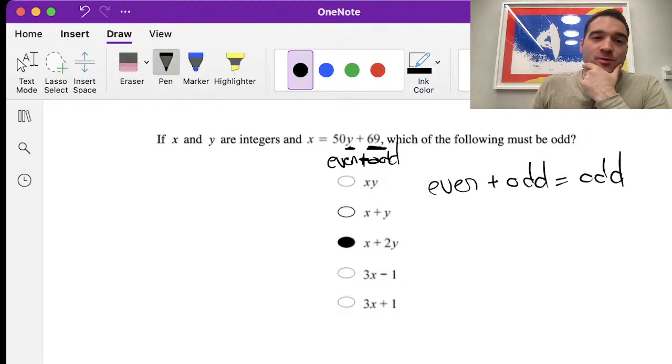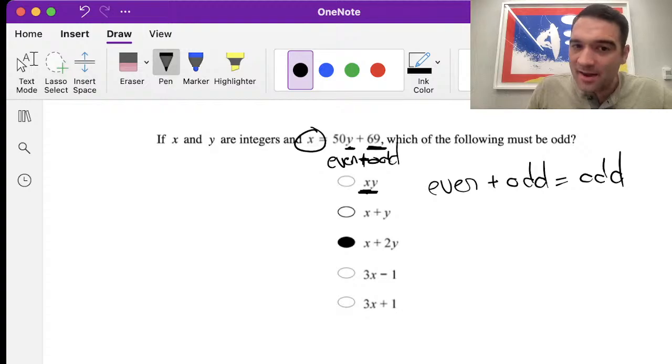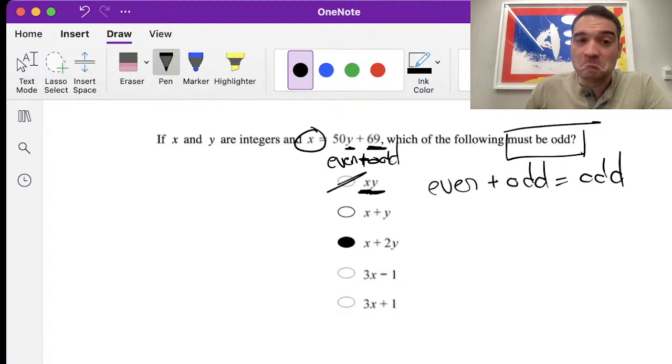So now all we have to do is look at these ones. Again, I don't know anything about y, but I know that x is an odd number. So an odd times some other number depends. Could be even, could be odd. This is a must be true situation. So that could be even, that could be odd. An odd number plus an unknown number, again, I don't know. Could be odd, could be even.